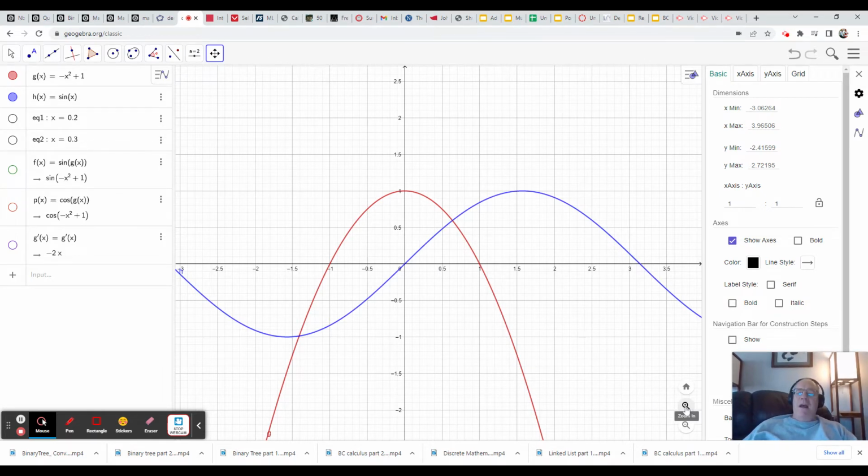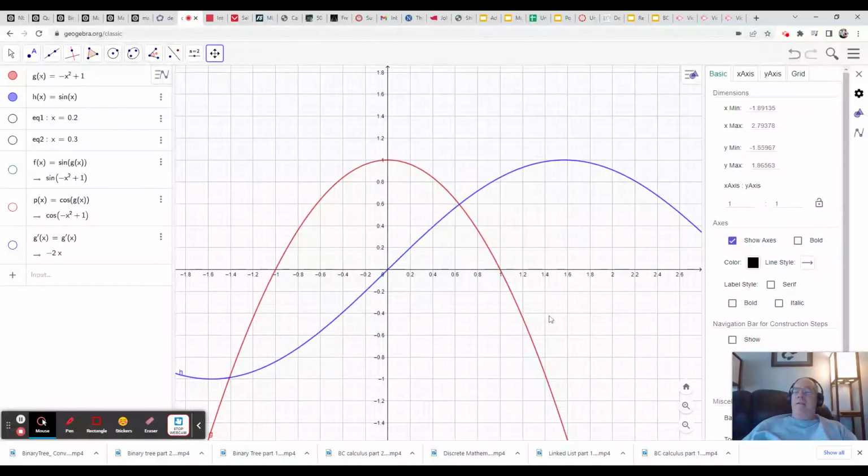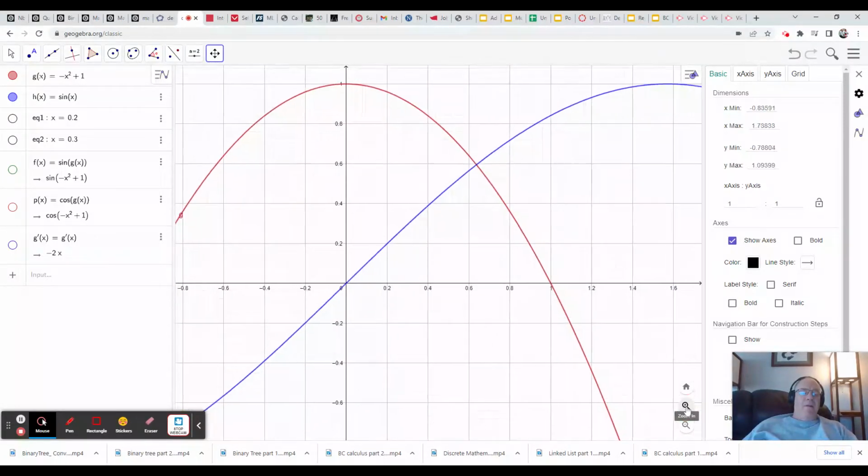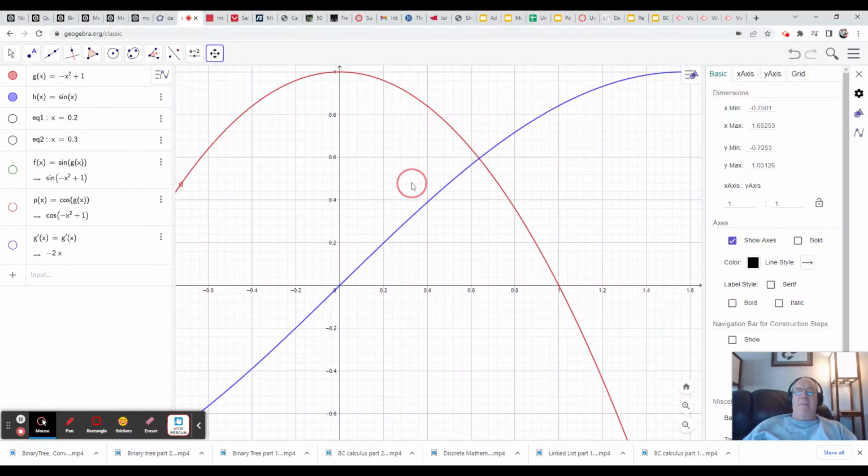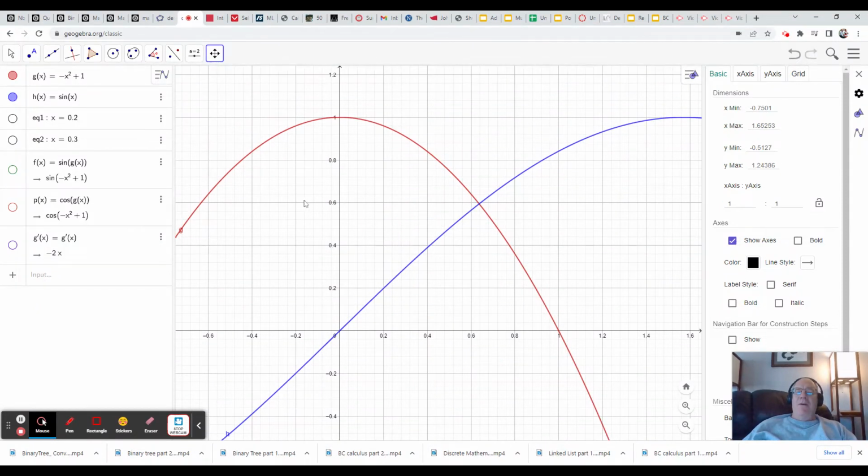So these are two functions, and I'm going to compose them. That is to say, I'm going to take the sine of g of x. If g is 1 minus x squared, then the sine of g of x is the sine of 1 minus x squared. So what is that?